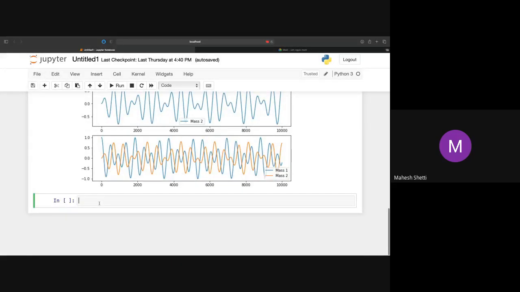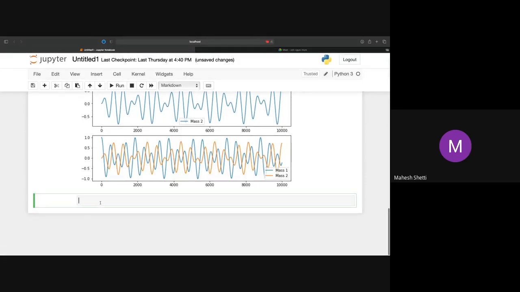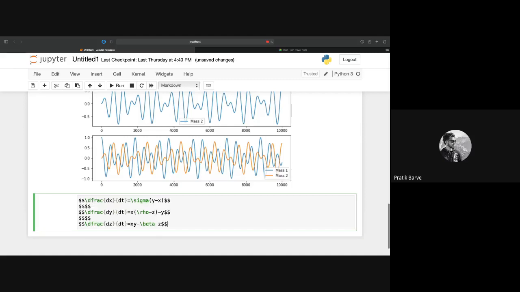Lorentz map was developed when he was studying simple weather modeling. So he took parameters for pressure, humidity, velocity, like those, and he came out with some difference equations, and he plotted those with an iterative method. Yeah, I'll get the equations too. If you can copy paste, that will be better.